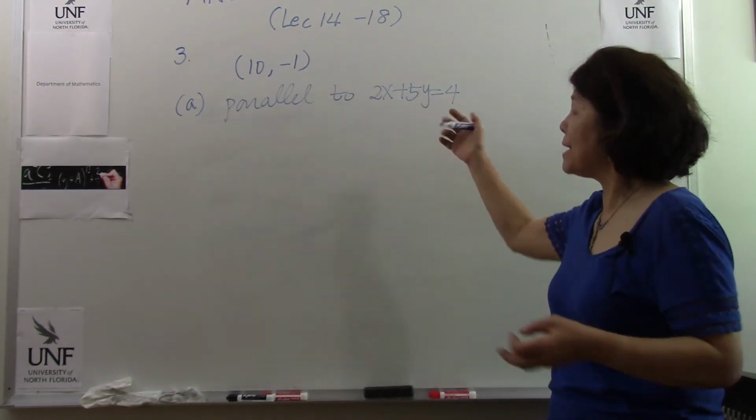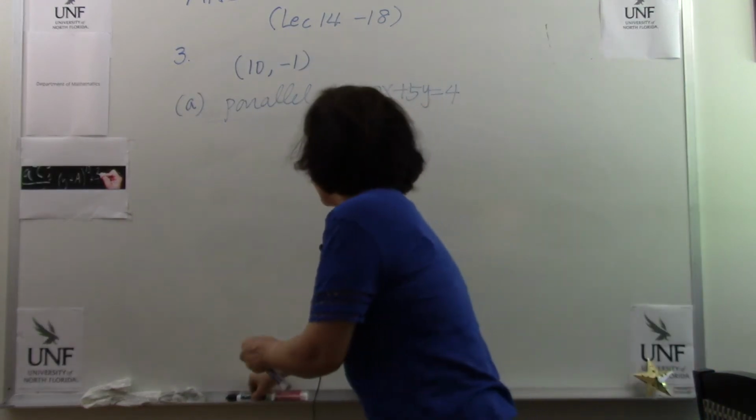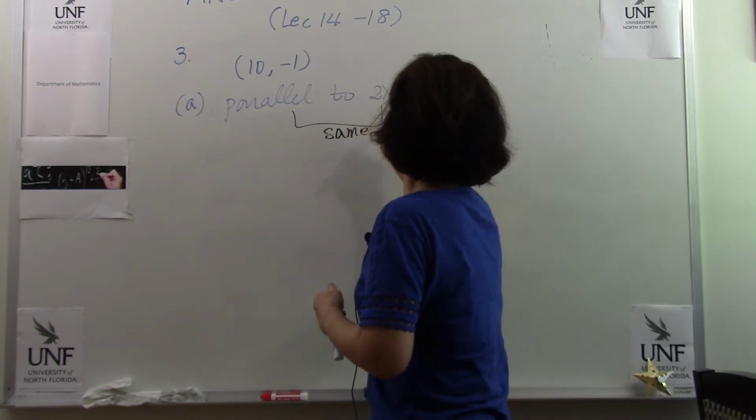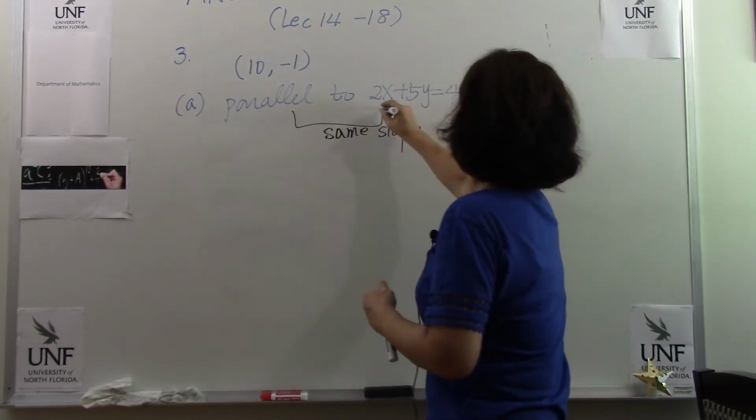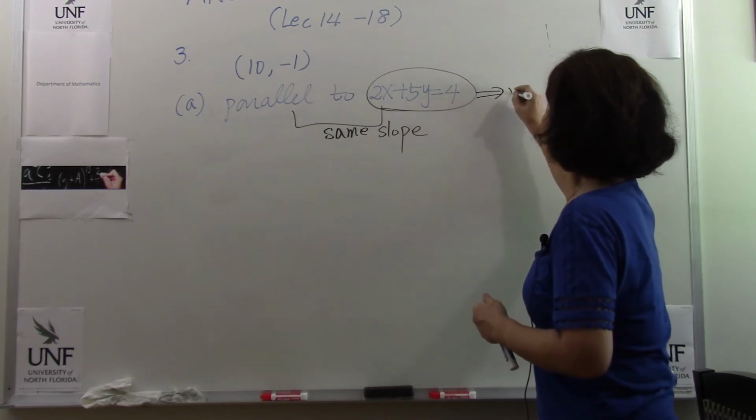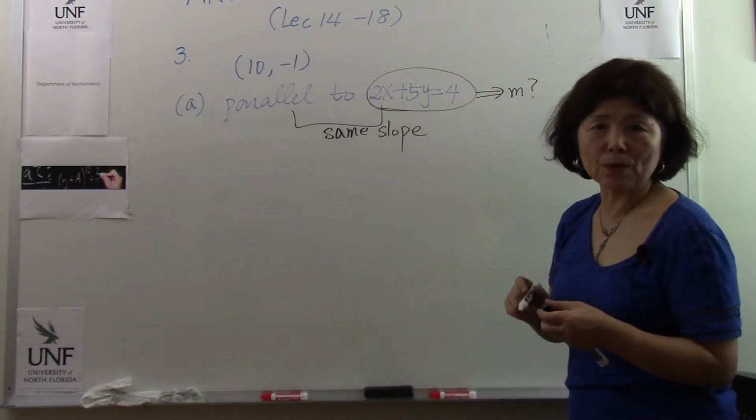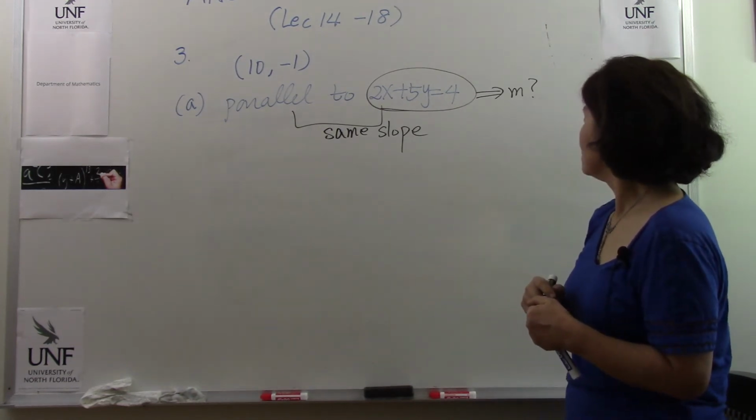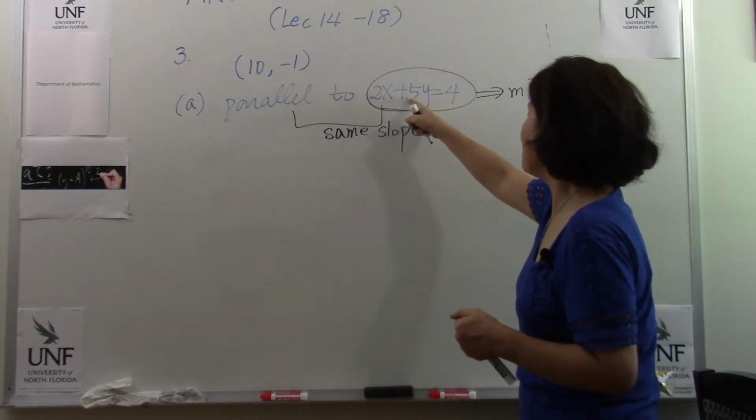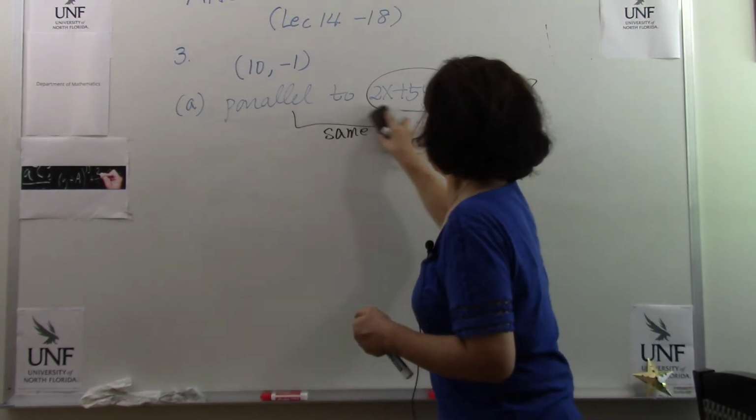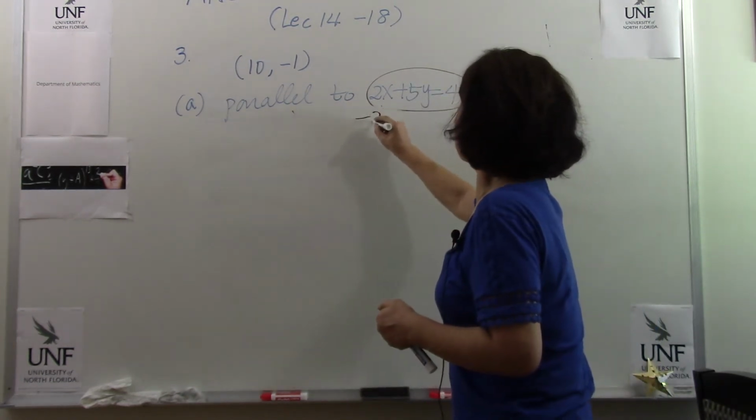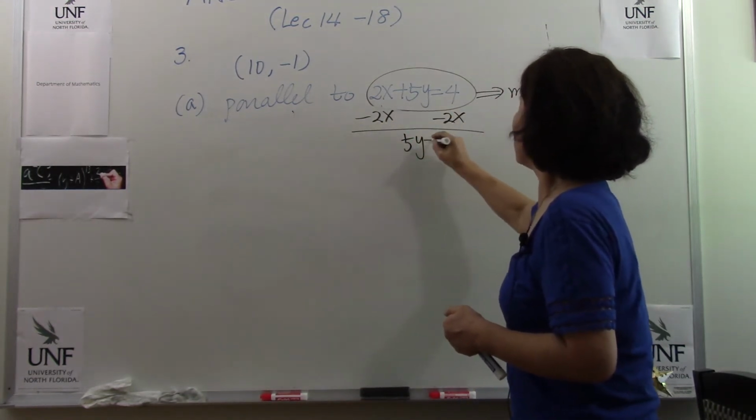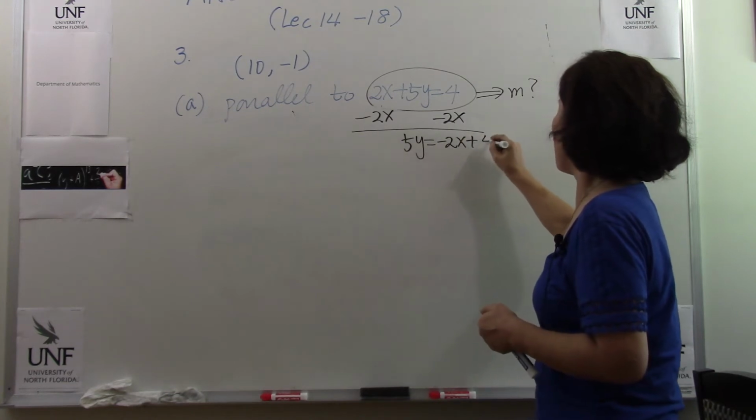So parallel to this, that means they are going to have the same slope. So your job is to find the slope from here. Okay? So what is m? That is going to be your first task. So how do you find the slope? Yes, you are going to leave y by itself. So what do we need to do? Subtract 2x from both sides. Make it 5y equals minus 2x plus 4.